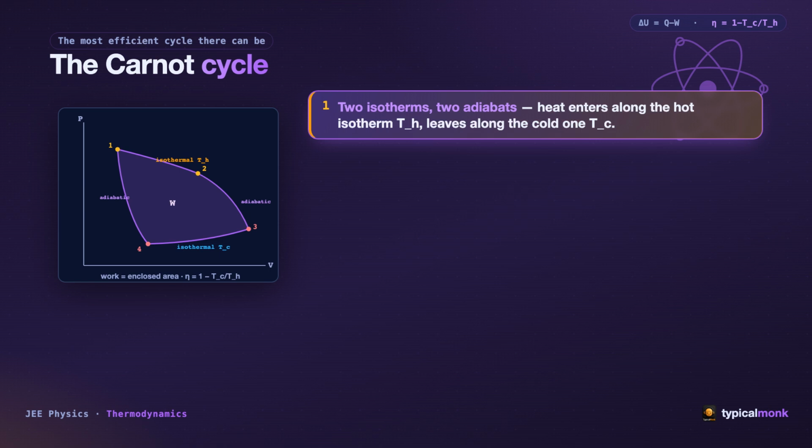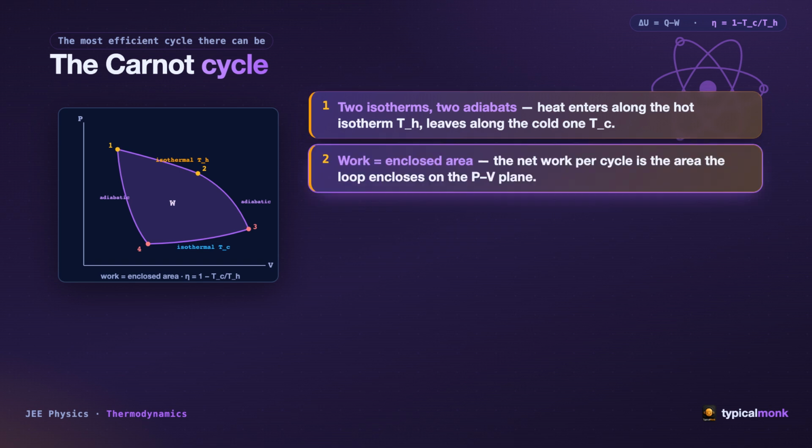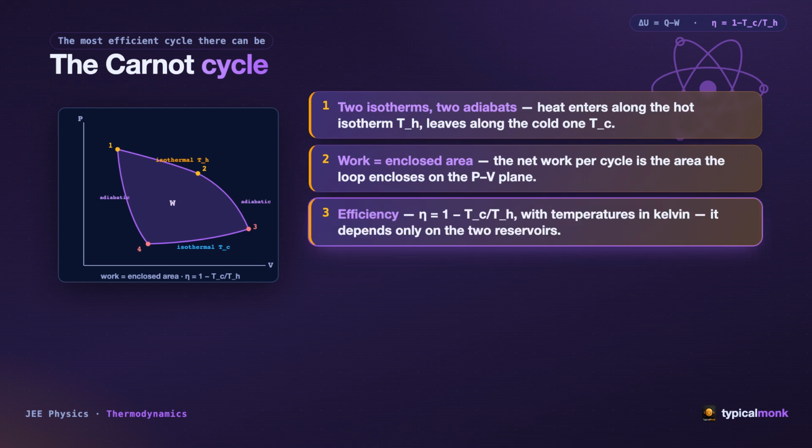Look at the loop on the PV diagram. It is built from 2 isotherms and 2 adiabats. Heat enters along the hot isotherm at temperature T hot and leaves along the cold one at T cold. The work is the enclosed area. The net work done per cycle is exactly the area the loop encloses on the pressure-volume plane. The efficiency eta equals 1 minus T cold over T hot, with the temperatures in Kelvin. Notice it depends only on the 2 reservoir temperatures, nothing else.